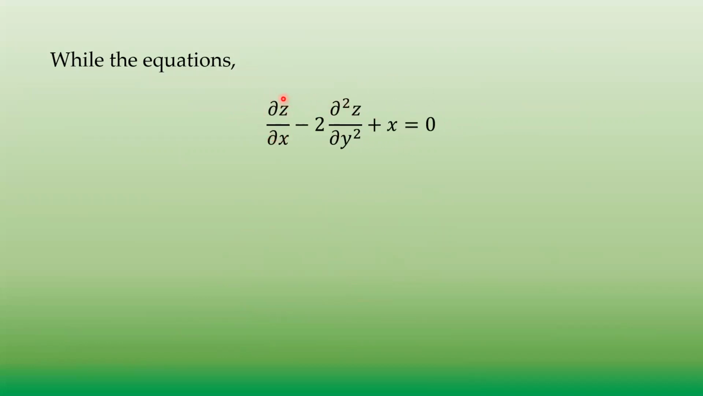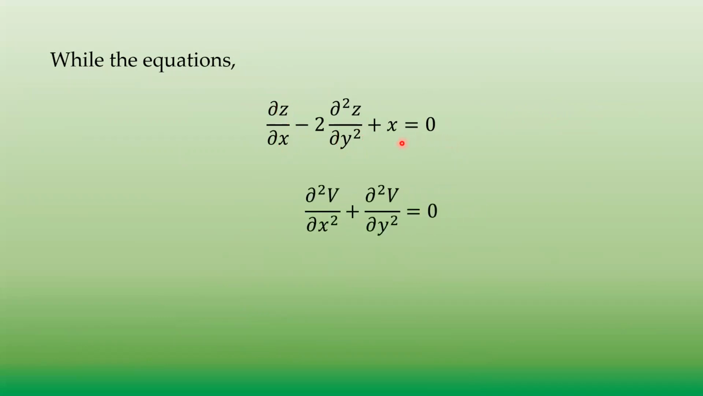Partial derivative of z with respect to x minus 2 second partial derivative of z with respect to y plus x equals 0. So dyan pala, kita muna yung symbol na ginamit, partial derivatives. Tapos, yung z nakadepende sa x at saka sa y. So, yun ay partial derivative or partial differential equation. Kasi yan ay z is a function of x and y. So, yung z depende sa x saka sa variable na y.